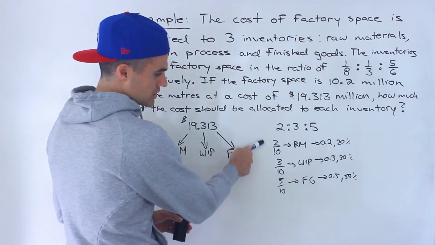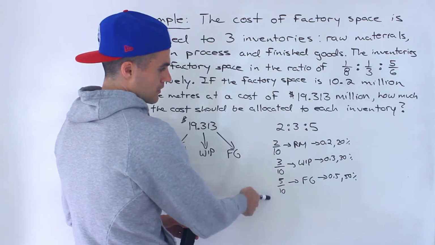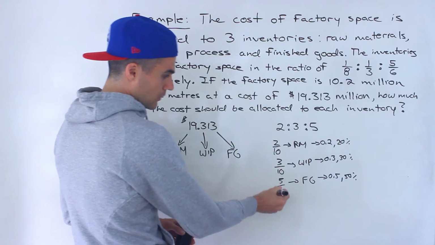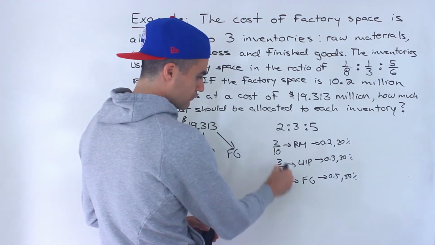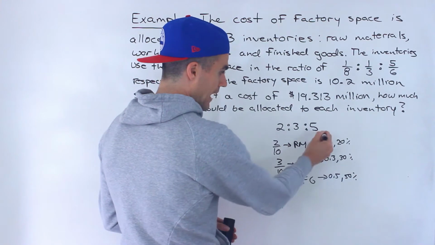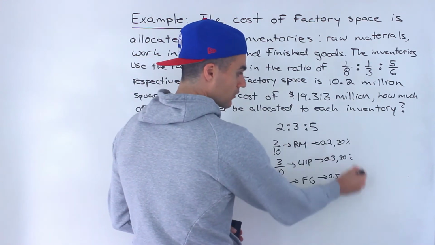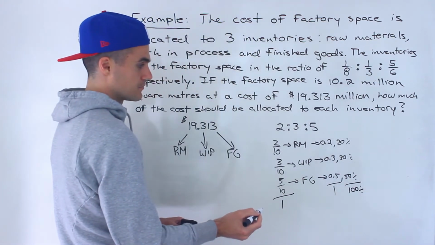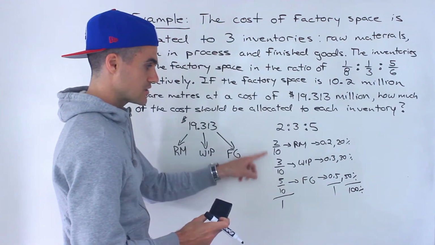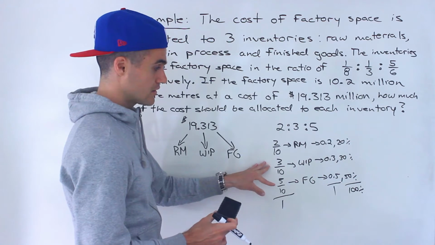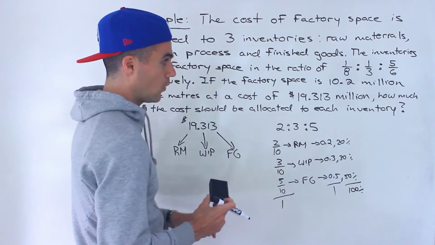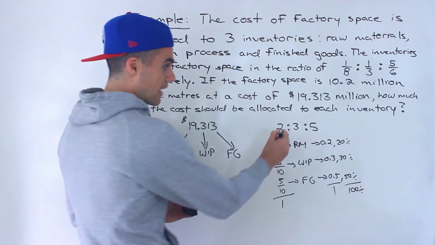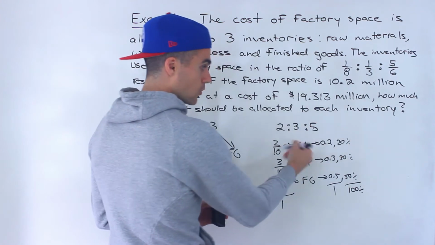Personally I usually leave it in fractions. Notice that when we add all the fractions up, they add up to 1. If we add up all the decimals, they add up to 1, and if we add up all the percentages, they add up to 100%. So when you get these percentages or fractions, they should always add up to 1 or 100%. Notice that if we add these ratio numbers up, they don't add up to 1 or 100.